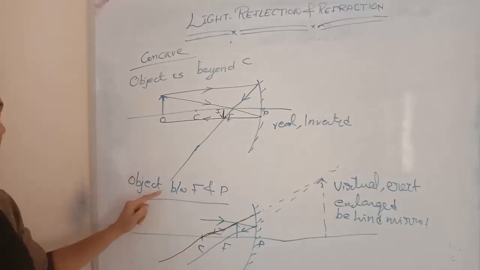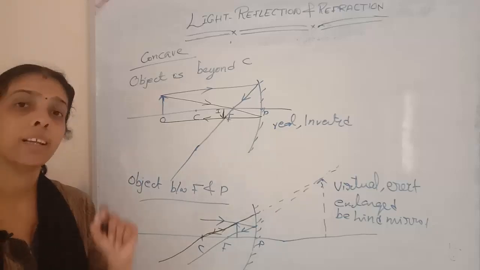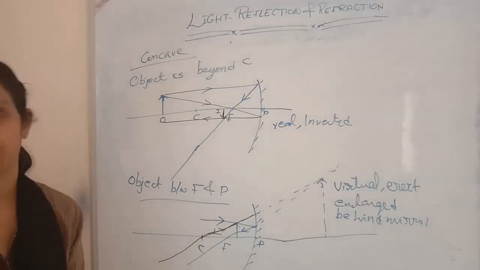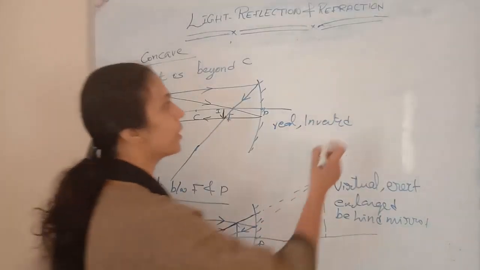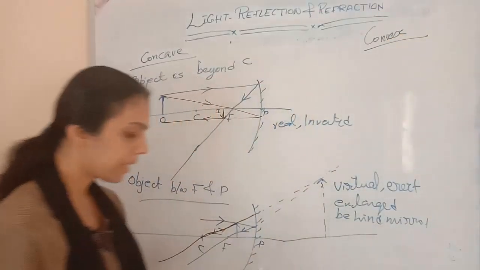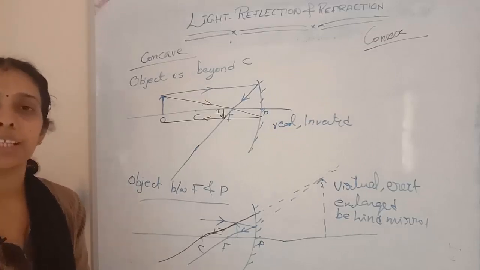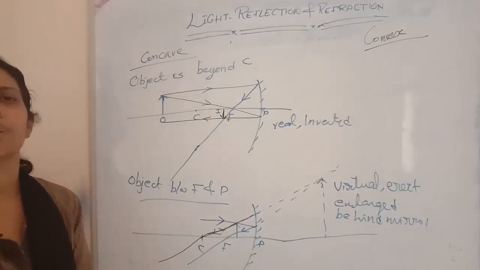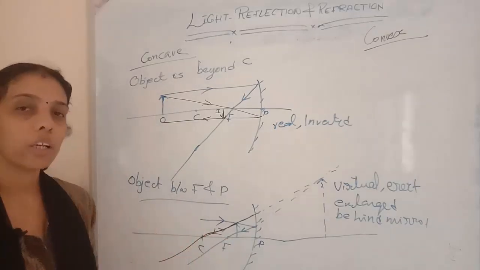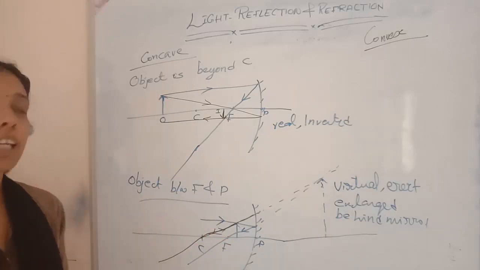This is for the object between F and P, and also at F. If we keep the object at F, then also we will get a virtual image in the case of a concave mirror. Next is the convex mirror. Between P and infinity, at any position we keep the object, we will get a virtual image. From infinity or between infinity and P, any point, we will get a virtual image.